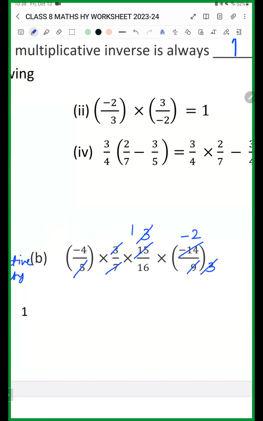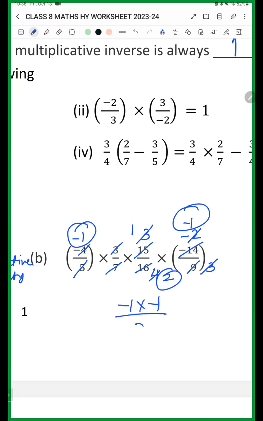Right? Then 4 fours are 16, this is -1 by the way. Don't forget the minus sign. And then 2 twos are 4. So this is again -1. So what are we left with? We have -1 into -1 divided by 2. 1 into 1 is 1. And negative multiplied by negative is positive. So it is positive 1 by 2.